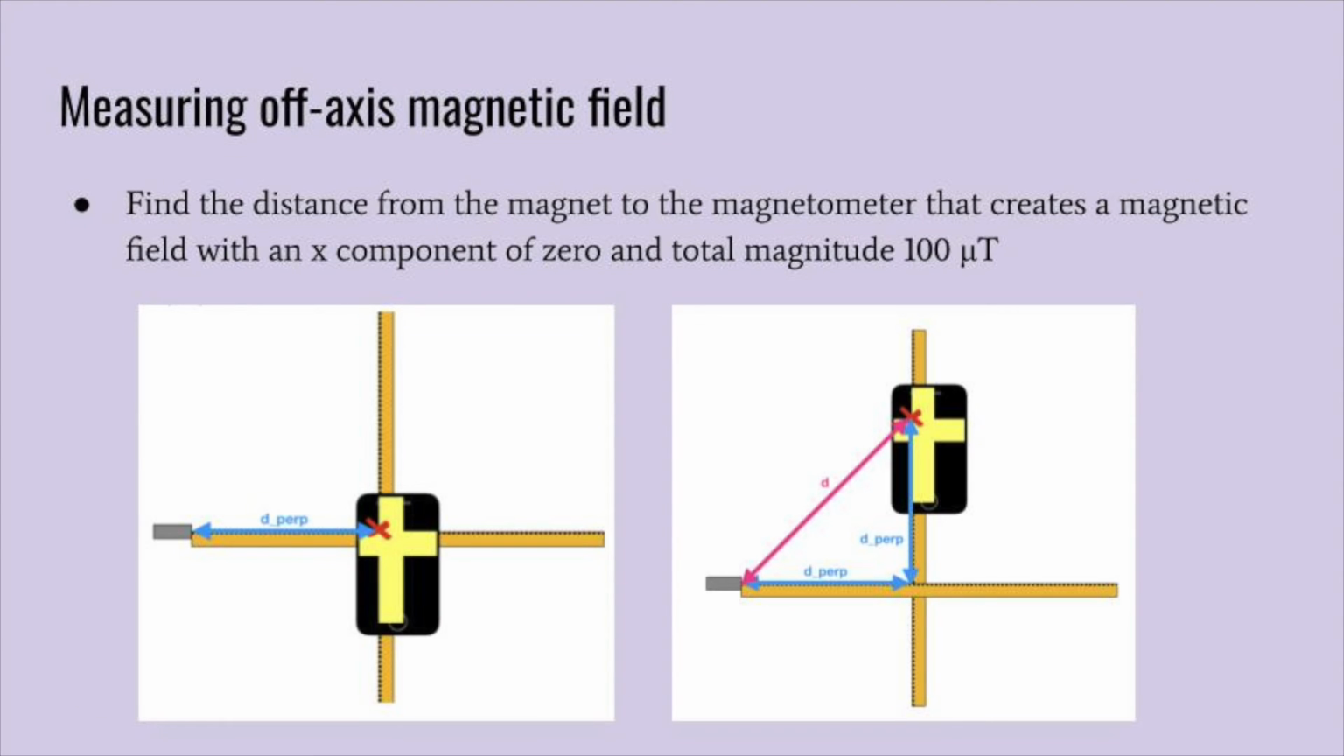The final step of this experiment was to measure the off-axis magnetic field. This was done by finding the distance from the magnet to the magnetometer that creates a magnetic field with an X component of 0 and total magnitude 100 microteslas. This distance was represented as d perp, and we moved the phone from the horizontal ruler this distance as well. This puts the sensor distance d from the magnet as shown in the visual aids here.